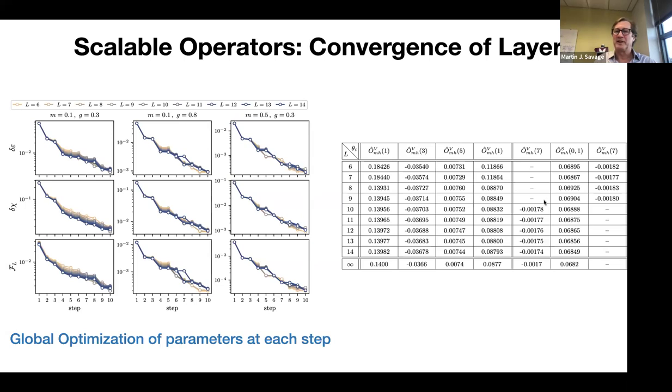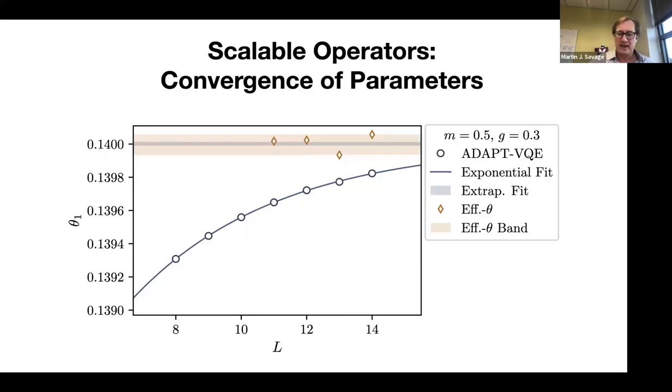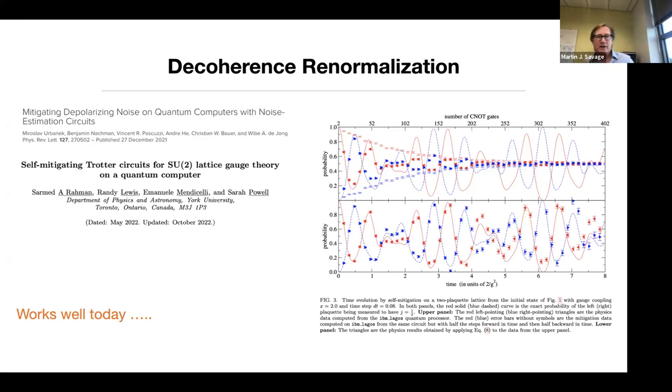There's a transition point here, for instance, at L equals 9, where the volume operator becomes more important, volume 7, compared to the surface operator. And so things are working in the optimization as you expect them to work. And I'll skip that.